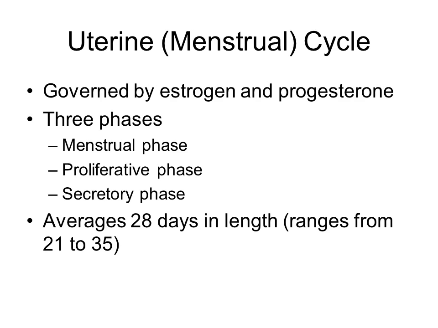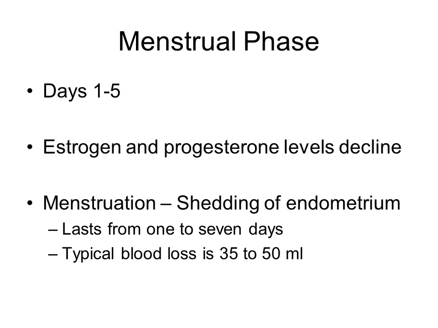The uterine or menstrual cycle is controlled by estrogen and progesterone. There are 3 phases: the menstrual phase, proliferation phase, and the secretory phase. On average, it's about 28 days in length. Obviously, that's an average, so it will vary between individuals. The menstrual phase is roughly days 1 through 5. During this phase, the estrogen and progesterone levels are declining. Menstruation is the shedding of that endometrium layer. It lasts anywhere from 1 to 7 days.